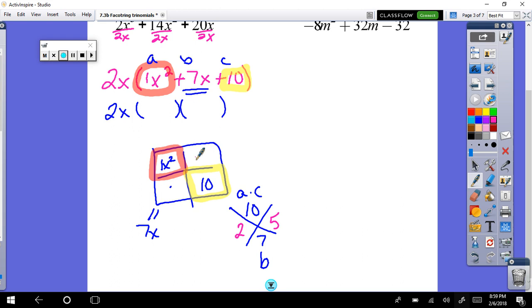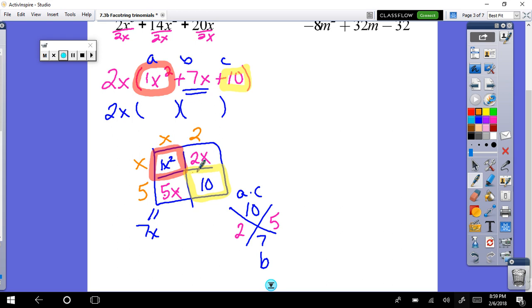Now these two values become my diagonal values. Whoops, made a mistake there. It should be 2x and 5x. Then the goal is to figure out the outside of the box. So the only way to get 1x squared is x times x. And so then x times what goes here to get 2x? It has to be a 2. And then x times 5 would be 5x, and then 2 times 5 is 10. So it's kind of like lattice multiplication, where you take row by column and multiply to get the outside of the box. And then it's a good way to check.